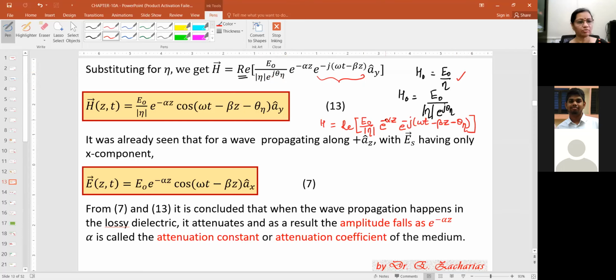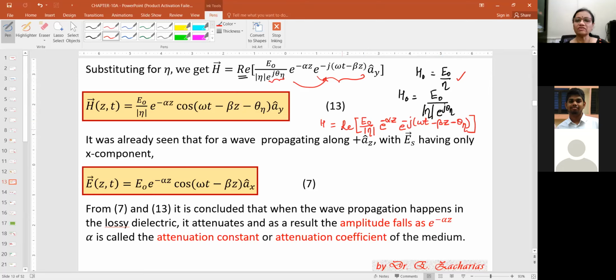H naught is equal to E naught by eta. And I have shown you that eta has two parts, modulus eta and e to the power of j theta eta. Now, e to the power of j theta eta, I can club with this, no? When I club there, I will get minus j omega t minus beta z, and of course, there it will actually be minus theta.